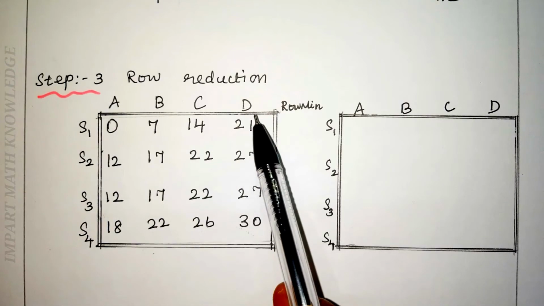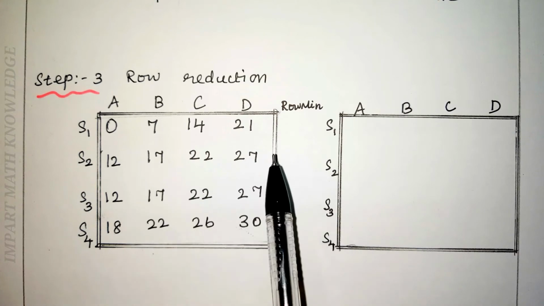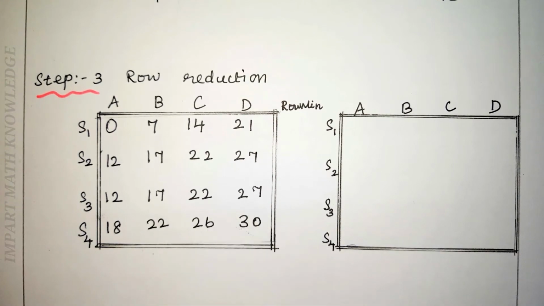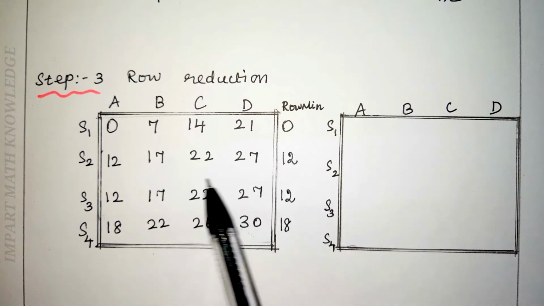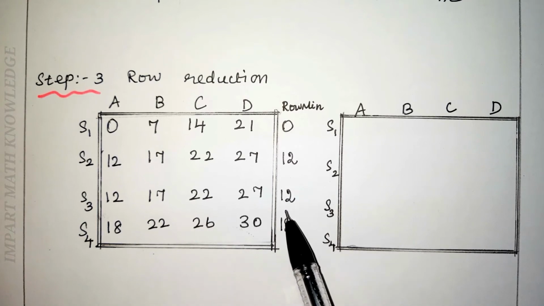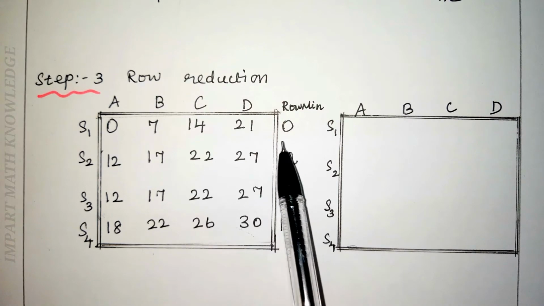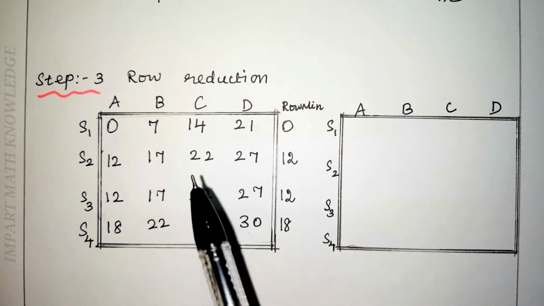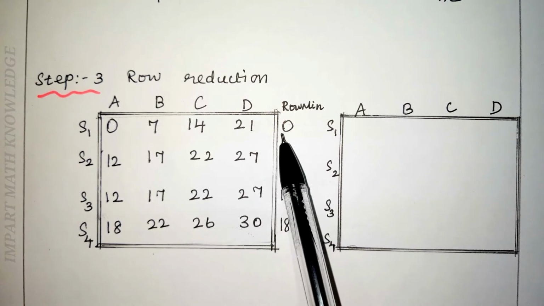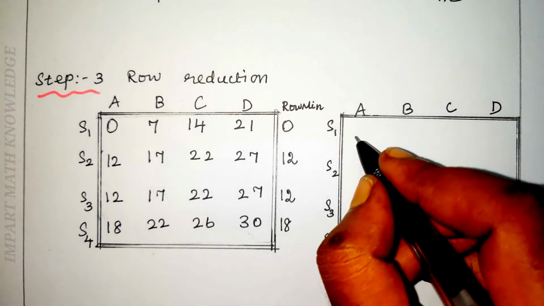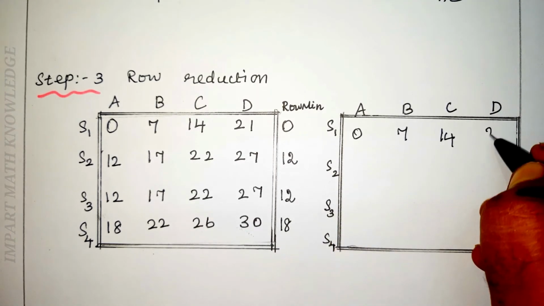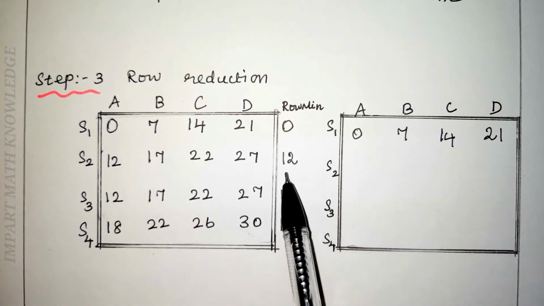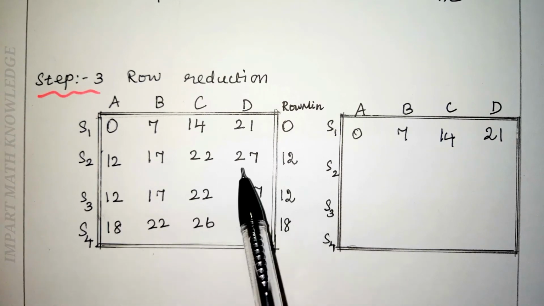Step 3, row reduction. Select the least element from each row and subtract it from all the elements in that row. First row least element is 0, second row least element is 12, third row least element is 12, fourth row the least element is 18. With this least element you have to subtract all the elements in that particular row. Now in the first row 0 is the least element, so you will get the same row, that is 0, 7, 14, 21. In the second row the least element is 12. With this you subtract all the elements.